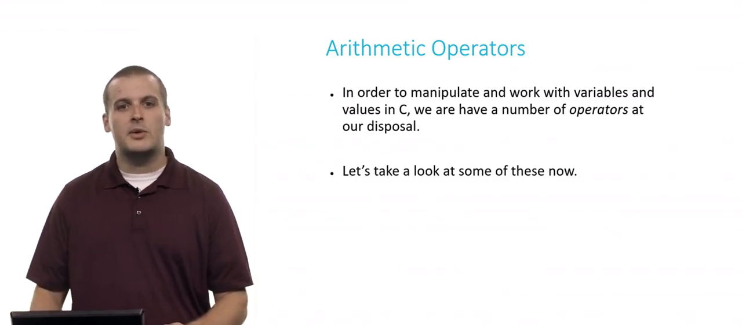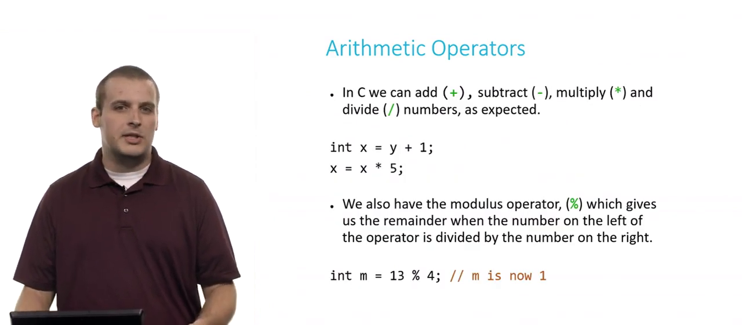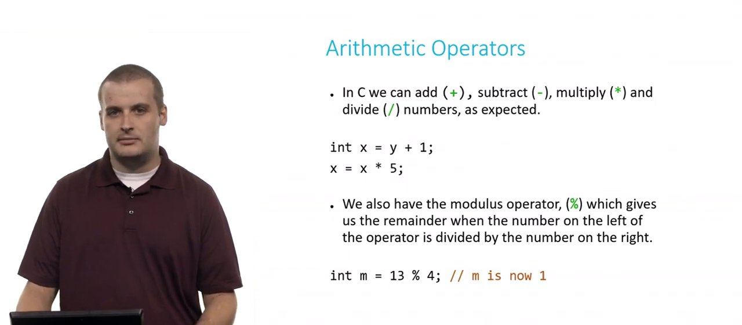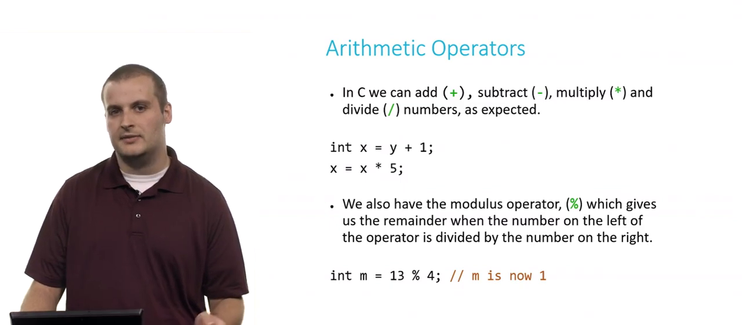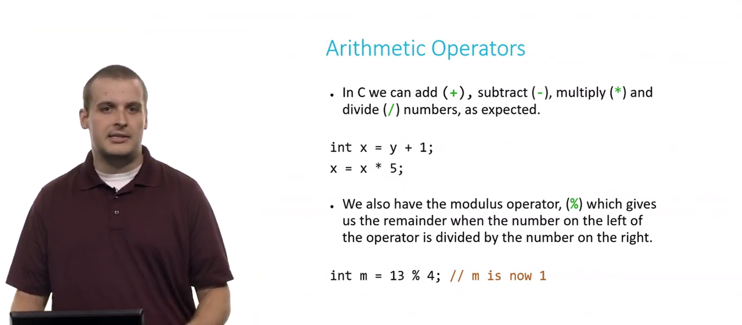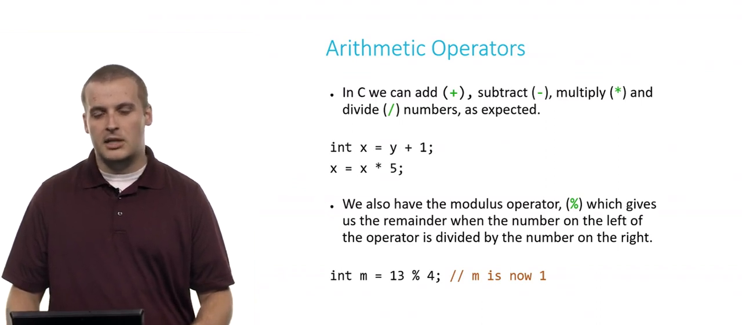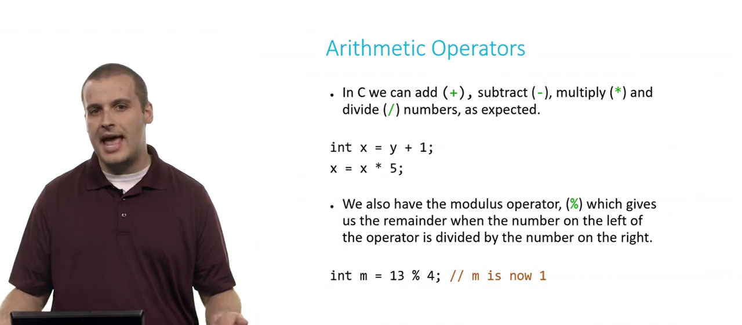Let's take a look at some of the common ones, starting with arithmetic operators. As you might expect, we can do pretty basic math operations in C. We can add, subtract, multiply, and divide numbers using plus, minus, star, and slash, respectively. Here's a couple of lines of code in which we do that. So we have int x equals y plus 1. So let's assume that somewhere up above this line of code we had said int y equals 10.